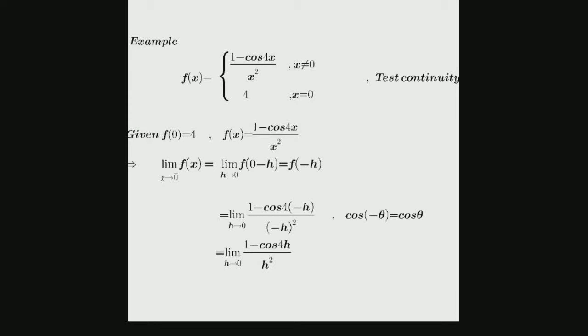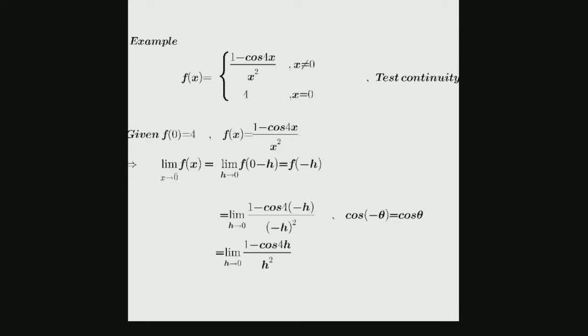Let's check whether a function is continuous or discontinuous with the help of an example. We have the function f of x equal to (1 minus cos 4x) upon x square, where x is not equal to 0. In the second condition, when x is equal to 0, the value of the function is 4. First condition of continuity: the value of the function f of 0 is equal to 4, already given. You only have to check whether the value of the function is equal to the limit or not. To check the left hand limit, in place of x we will use 0 minus h, then we have limit h tends to 0 of f of 0 minus h, which is equal to f of minus h.